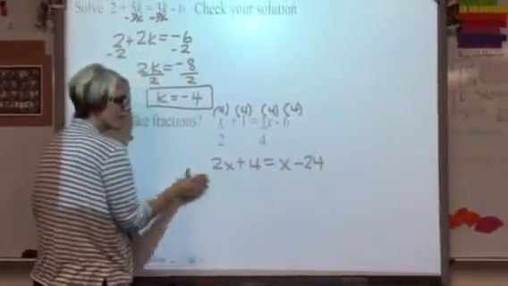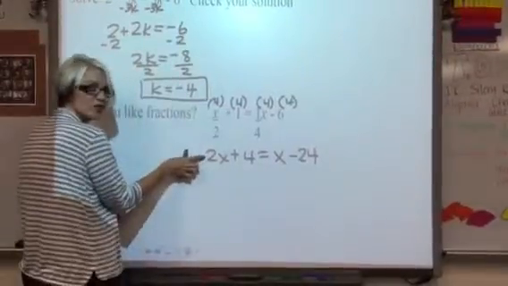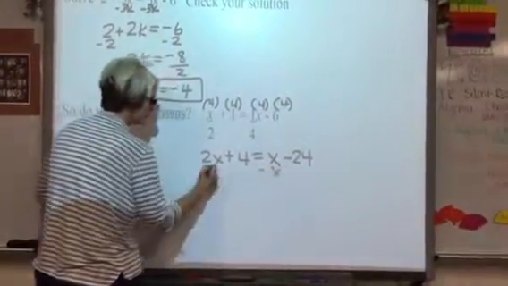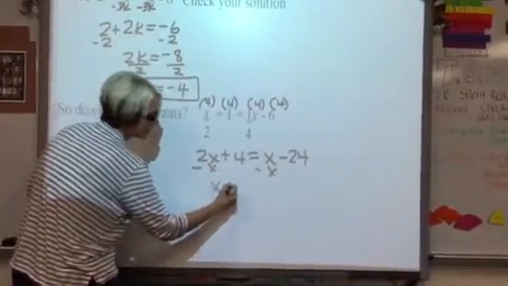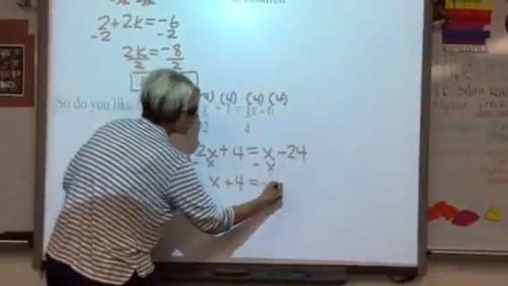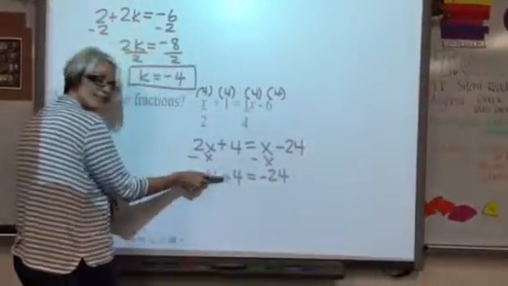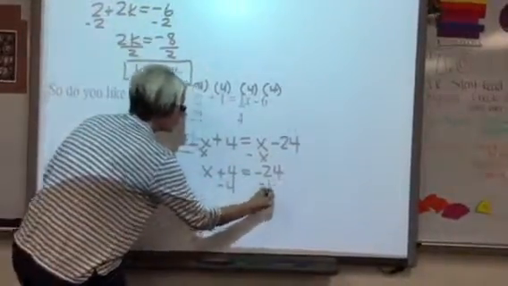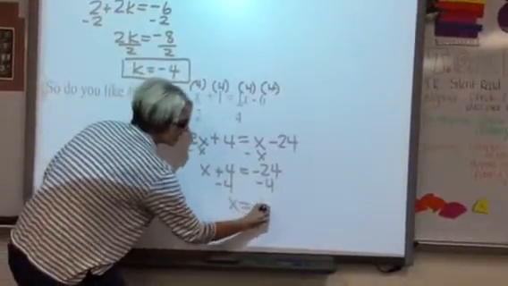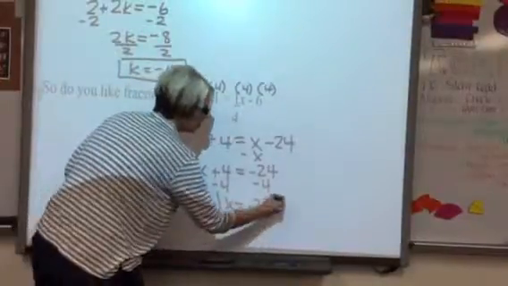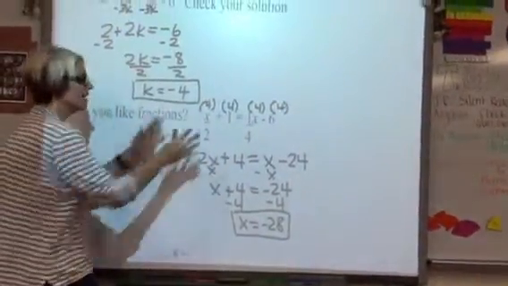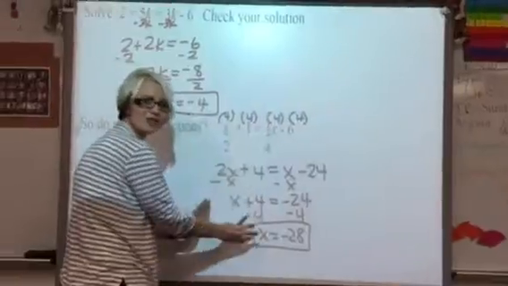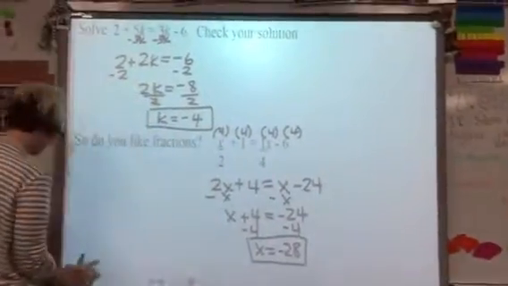So I want to try to stay positive, so I'm going to move this x over here because 2 is bigger than 1. And I have now x plus 4 is equal to negative 24. As you can see here, this is an add 4, so I want to subtract 4, and I have x is equal to negative 28. And you can plug that in and check it if you'd like. This is so much cleaner and so much easier by eliminating the fraction.